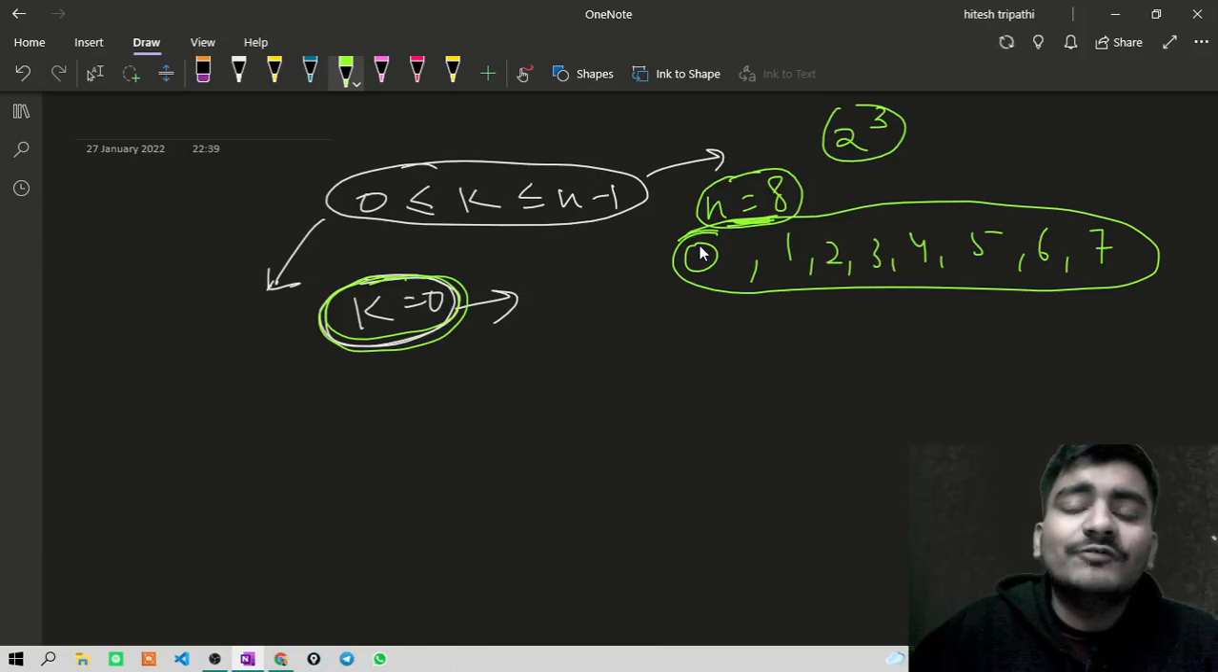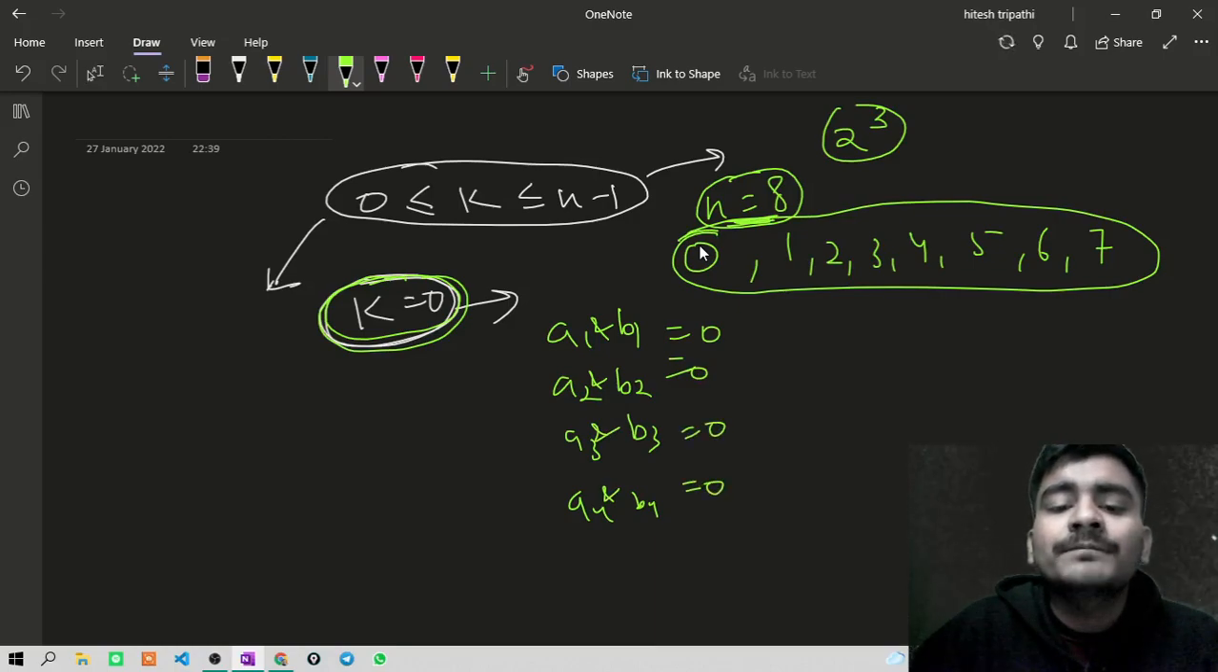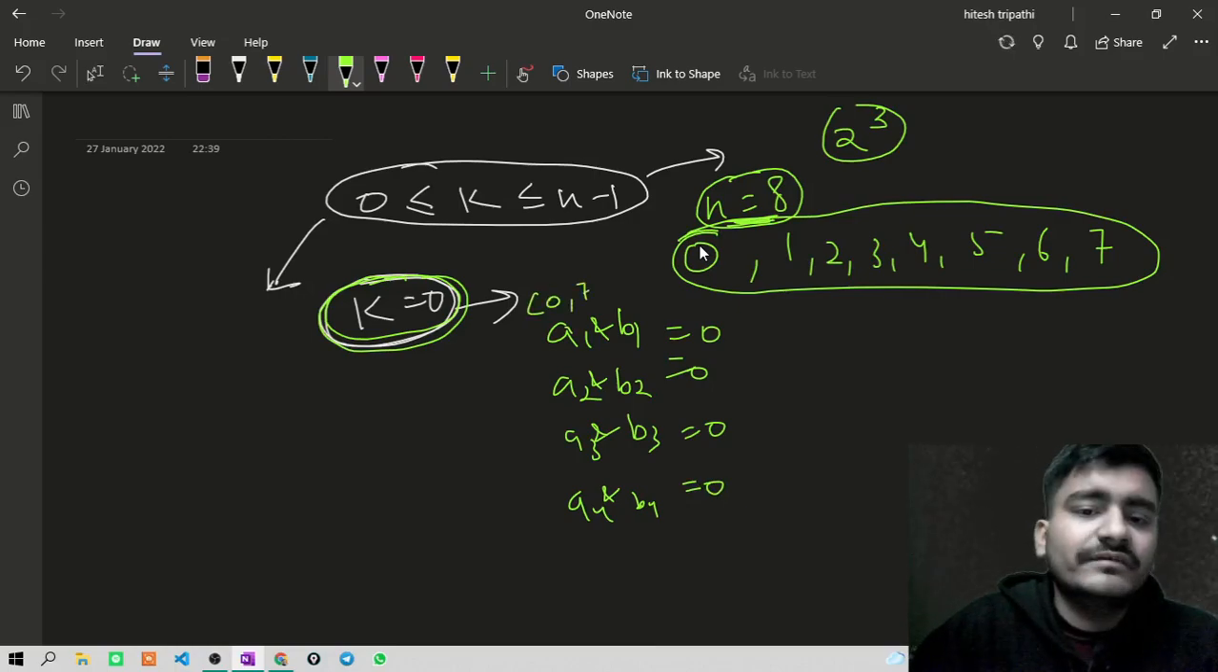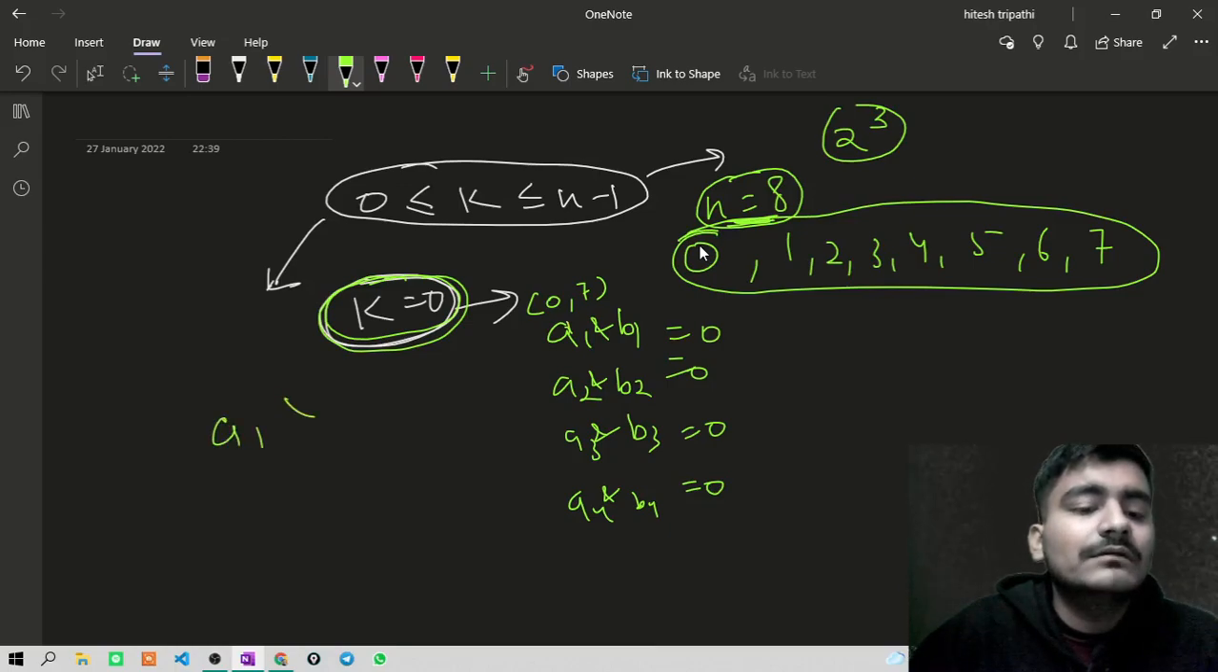and suppose I have to make 4 pairs, that is a1 b1, a2 b2, a3 b3 and a4 b4, and the bitwise AND of all these pairs must be equal to 0. Suppose you put some number in place of a1, between 0 to 7, any number. Now to make its AND with b1 equal to 0, you have to make the value of this equal to 0. And you place some number between 0 to 7 in place of a1.